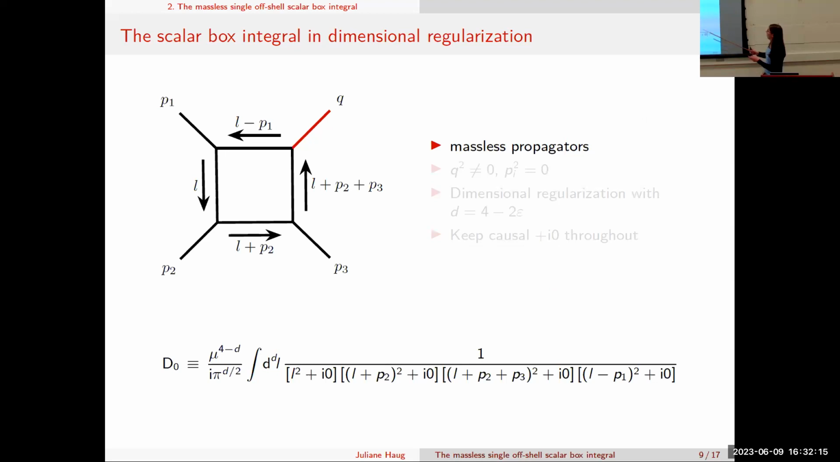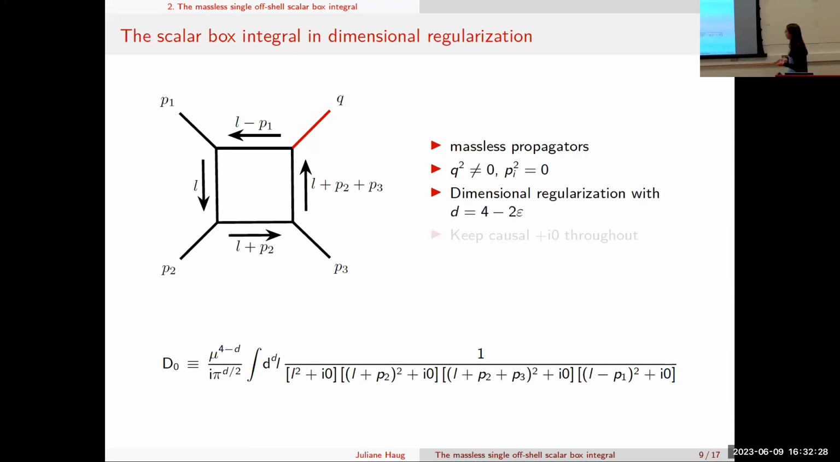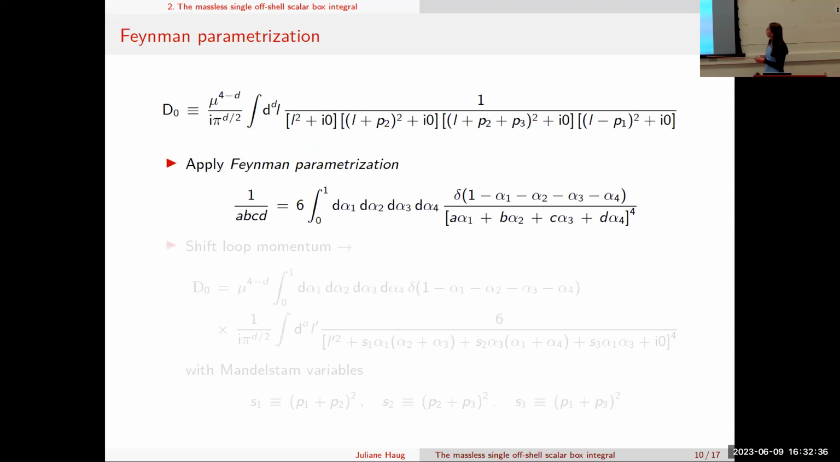Okay, so here's the loop integral we're looking at. As mentioned, we work with massless propagators, no masses here. We consider this particle here to have non-zero momentum squared. We work in dimensional regularization, and we keep this i0 throughout the calculation, which allows us to establish imaginary parts. Okay, so here's the loop integral again. How do we calculate this?